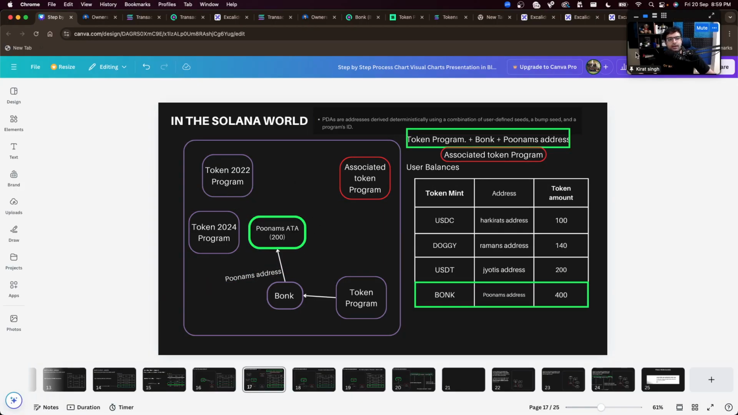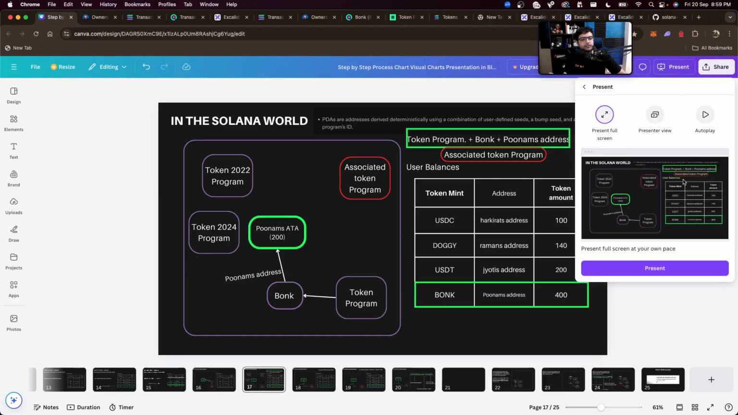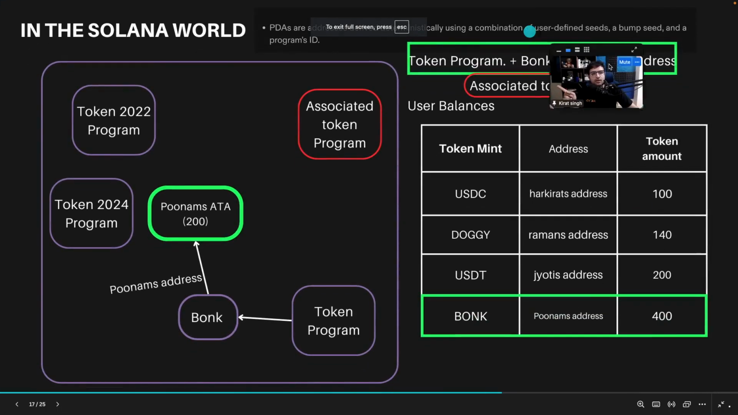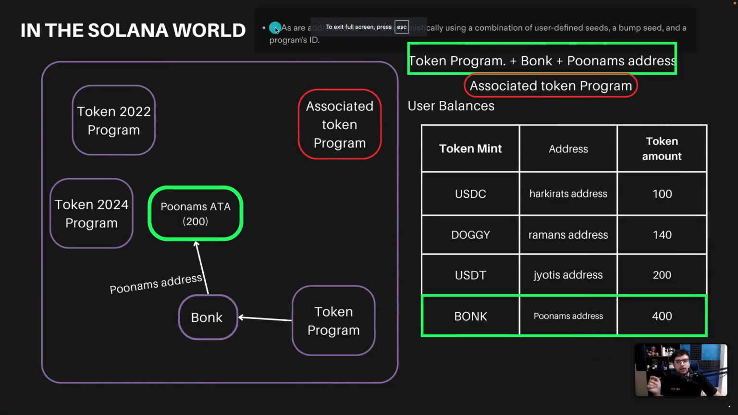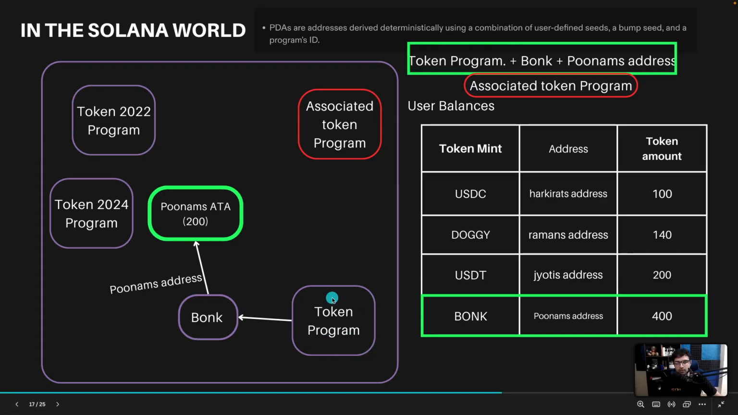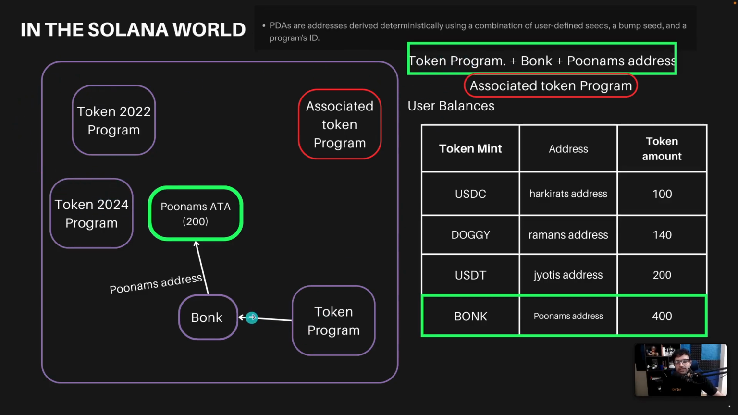What is a PDA? Let me make this full screen. PDAs are addresses derived deterministically using a combination of user-defined seeds. These 3 things. Which token program are you using? Are you using the oldest token program? Are you using token program 2022? Are you using token program 2024? That is the first seed. Which token mint are you talking about? I repeat, which token mint are you talking about? That is the second seed. Which user's balance do you want? Which user's ATA do you want? That is the third seed over here.